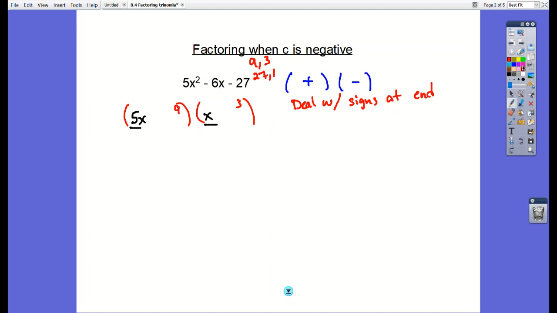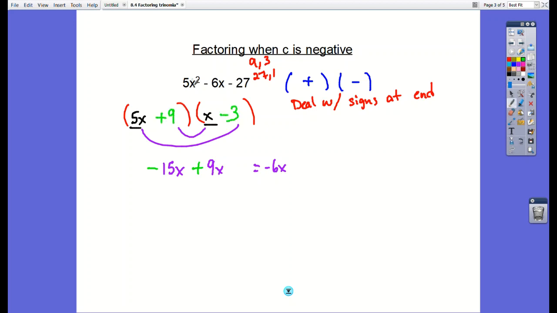So 5 times 3 is going to give us a 15x. 9 times x gives us a 9x. We want this to equal negative 6x. So what do our signs have to be? It looks like this one is going to work. Say it louder. Negative 15 and positive 9. There we go. Negative 15, positive 9. So that means a minus 3 here and a positive 9.